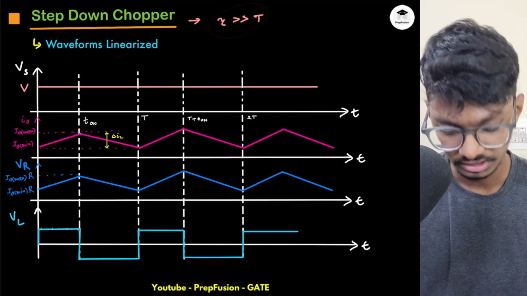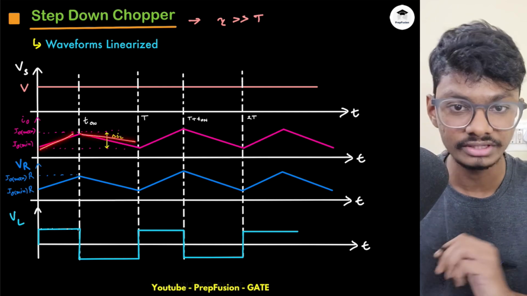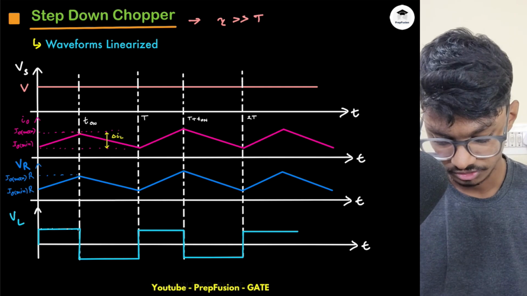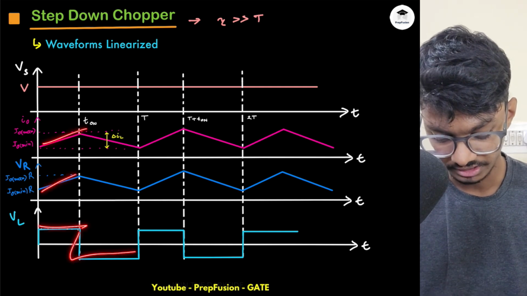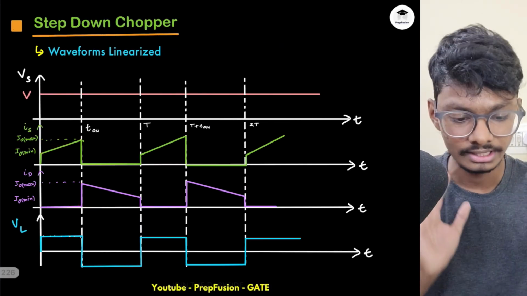So if I linearize the things, if my tau is very, very greater than capital T, that is the switching time period, everything will be linear. Everything will be a straight line, basically a single power of x. This is like VL1, VL2. This will be the same, but the current waveforms and all the other waveforms will just be linearized.